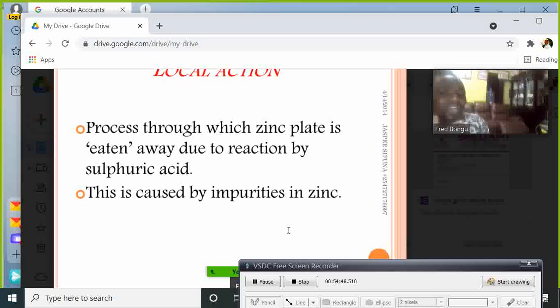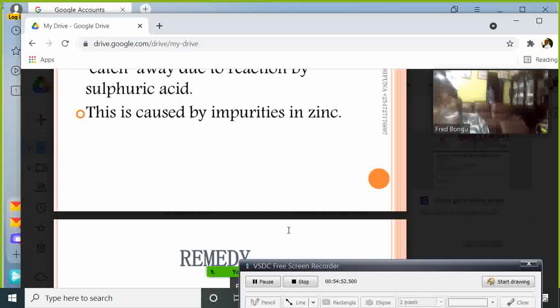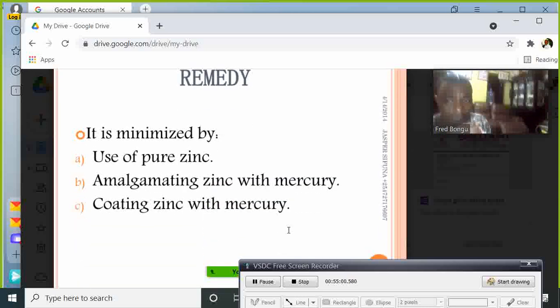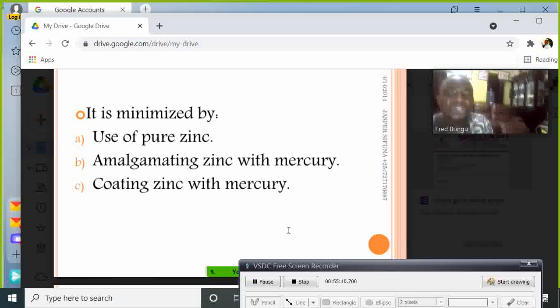And this is normally caused by the impurities in zinc. Zinc, when it's being mined, it's not pure. It's impure. How do we minimize zinc from being eaten away by the sulfuric acid? One way is using pure zinc. If you use pure zinc, there are less chances of it being eaten away. Second, we do what is called amalgamation.